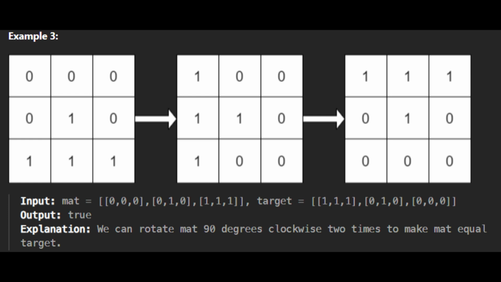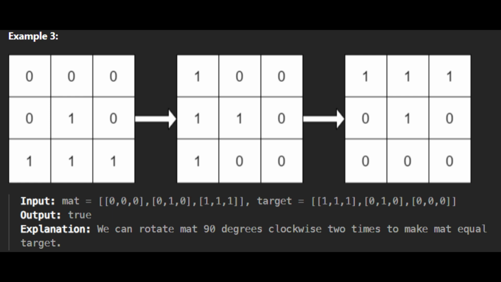Third example, the input matrix mat is 0, 0, 0, 0, 1, 0, 1, 1, 1. The target matrix is 1, 1, 1, 0, 1, 0, 0, 0, 0. Now we need to check if we can make mat equal to target by rotating it. First, check the original matrix without any rotation. It does not match the target. Now rotate the matrix by 90 degrees clockwise. After one rotation, the matrix changes, but it still does not match the target.